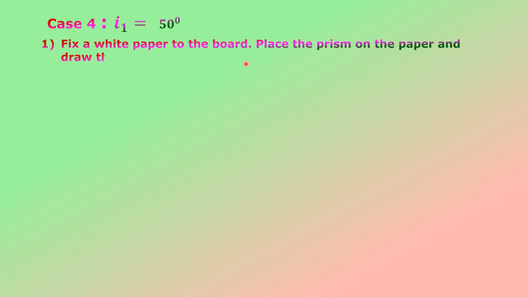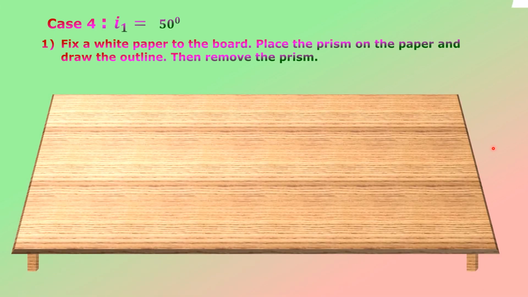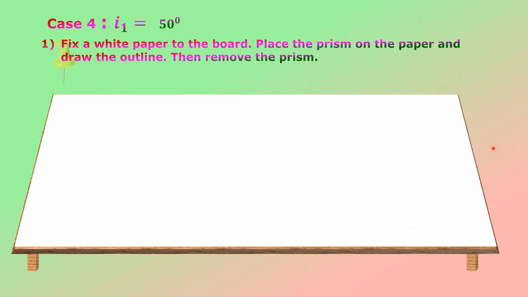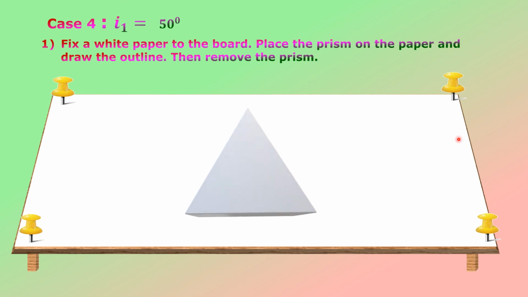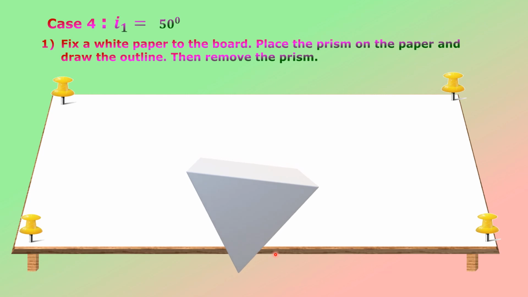white paper to the board, place the prism on the paper and draw the outline, then remove the prism. Drawing board, here is the paper, I am fixing it. Drawing pins. Then I will place the prism. The prism. Here I am showing the prism every time so that you recognize how many surfaces it has.